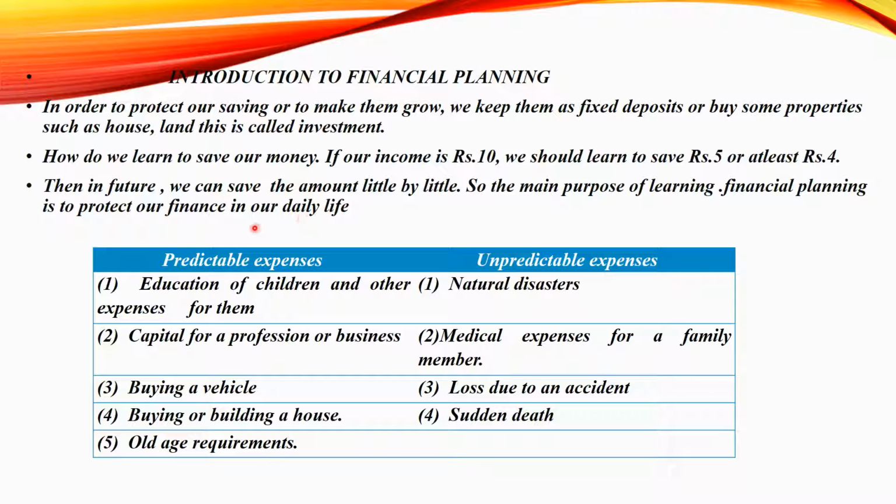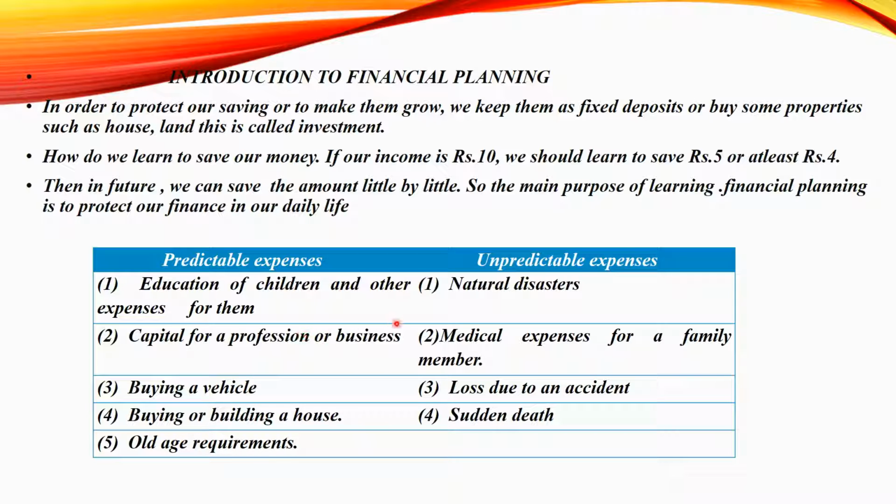Now we have a lot of expenses in our life. Let us learn what is predictable expense. Education of children and other expenses for them is predictable expense. Capital for a profession or business. Buying a vehicle. Buying or building a house. Old age requirements. So these all we know that it comes in our daily life. So these are predictable expenses.